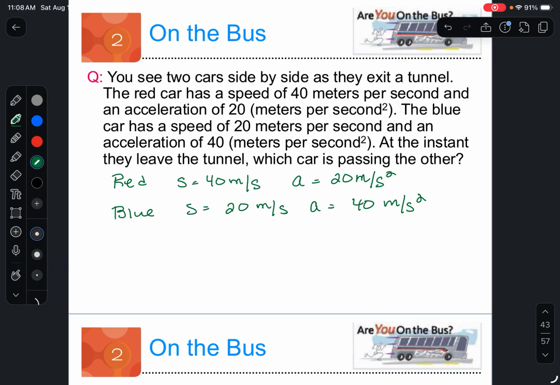Well, the car with the larger instantaneous speed is going to travel farther down the road in the next small time interval. So the red car is passing the blue car as they exit the tunnel. The blue car is going to have the greater change in its speedometer in the next small interval of time, and it's going to eventually overtake and pass the red car. So the answer would be red car.